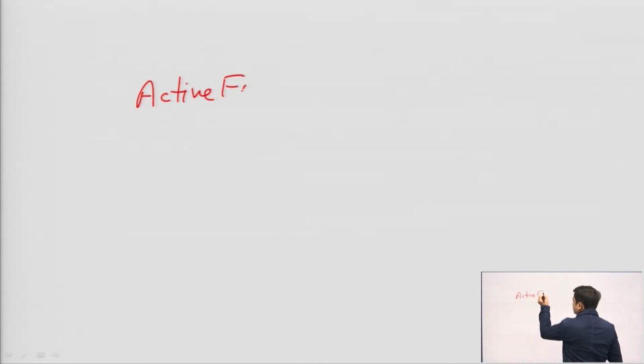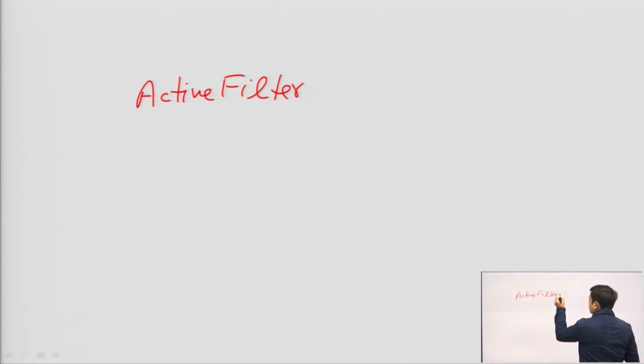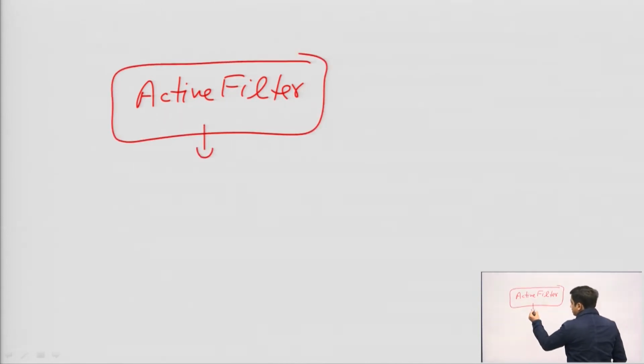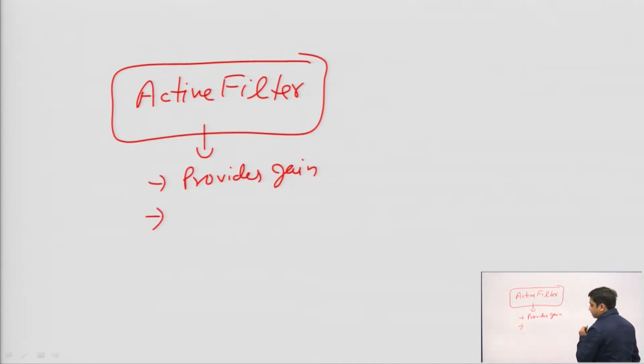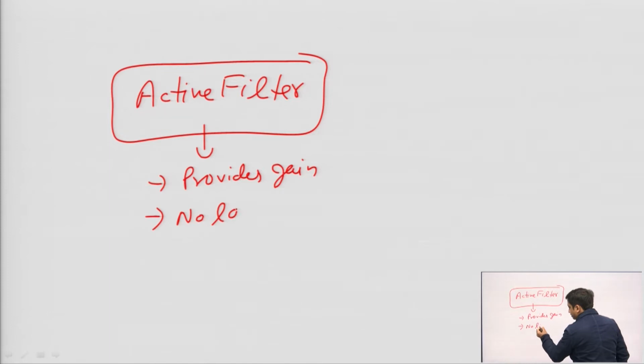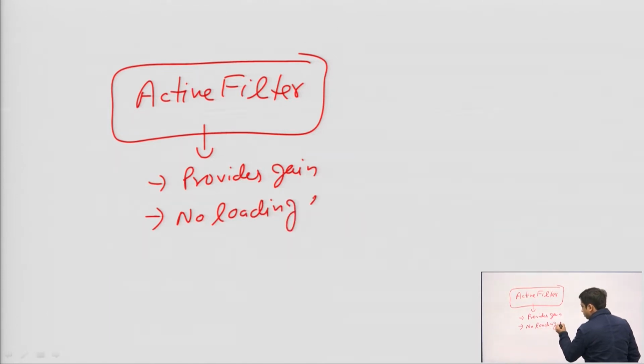So, before starting the high pass filter, just go through lecture 29 of this subject. In that class I had discussed the first order low pass filter and second order low pass filter. There I had discussed active filters and passive filters also, and given the introduction of active filters and passive filters. The advantage of the active filter is it provides gain, and another advantage of active filter is there is no loading effect.